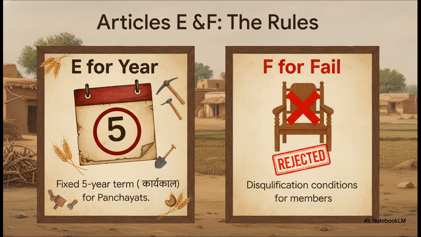All right, let's quickly cover the next 2 logical rules. First up, E for year. This one's pretty easy to remember. Article 243E sets a fixed 5-year term, or karyakal, for the panchayat, which gives it stability. And then, what if a member isn't fit for the job? Well, that's F for fail. Article 243F outlines the specific conditions under which a member can be disqualified.